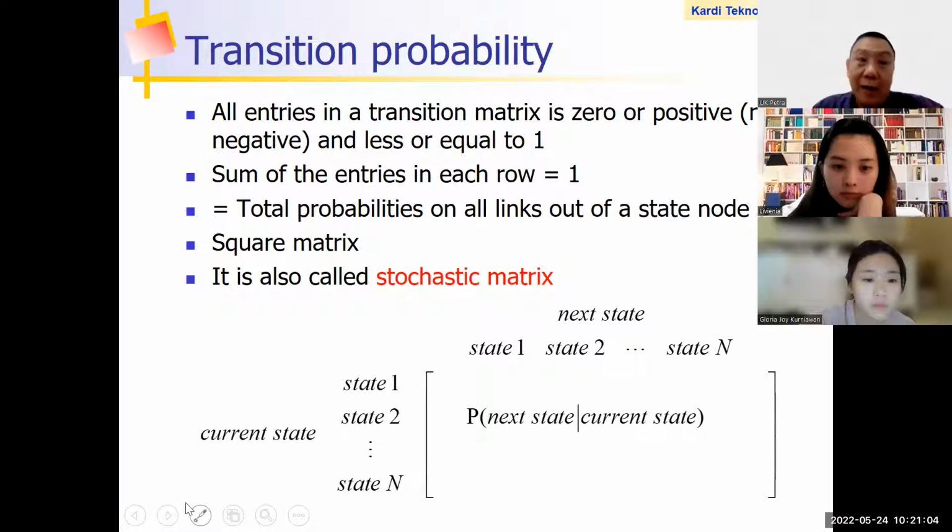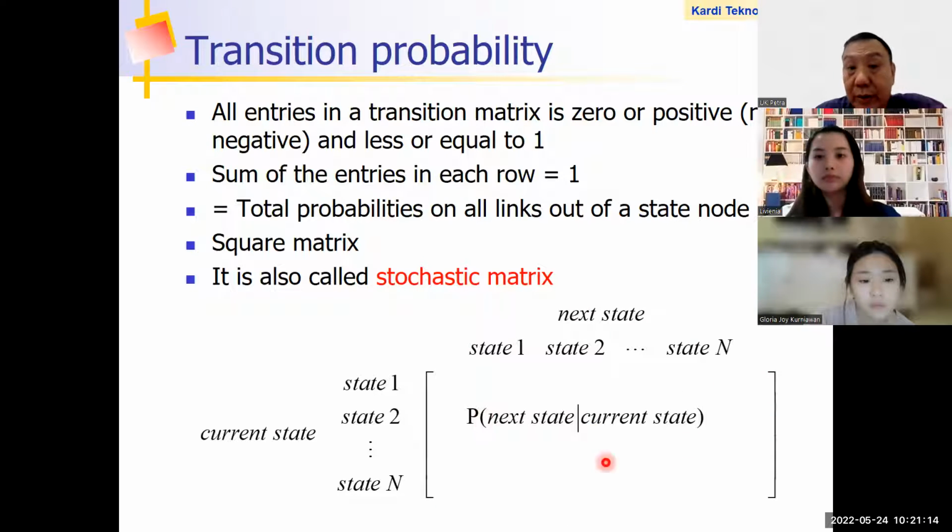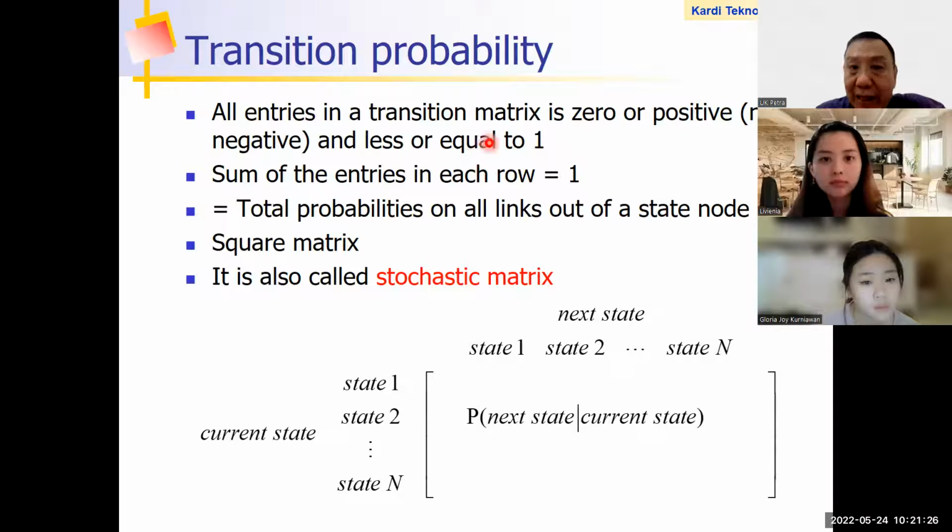So, okay, come back. This is called transition probability. So I call this stochastic matrix. Why? Because the sum of each row is 1. And the entries, because these are probabilities, are between 0 and positive. Cannot be negative. And must be less than or equal to 1, because the sum of the entries is 1. So for each of these, if this is not 0, that means there is a link. If 0, there is no link.